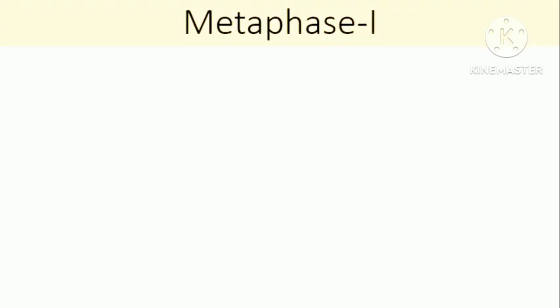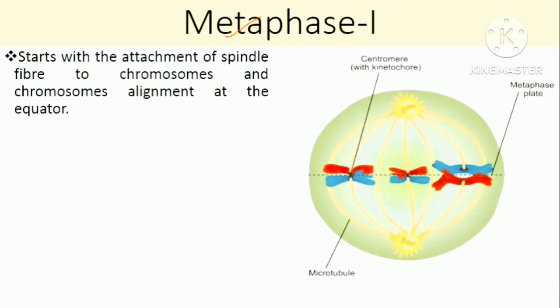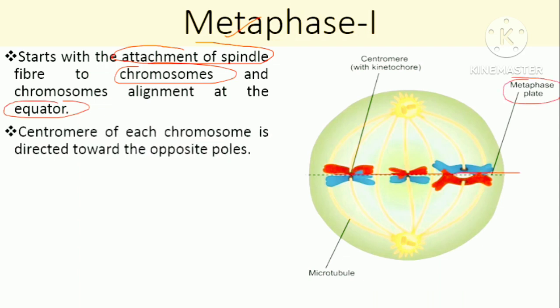Next comes metaphase 1. It starts with attachment of spindle fibers to the chromosomes and chromosome alignment at the equator. The chromosomes lie in the equator, or equatorial plane, or metaphase plate. Here the centromere of each chromosome is directed towards the opposite pole. So at the time of anaphase they will move towards the opposite poles.